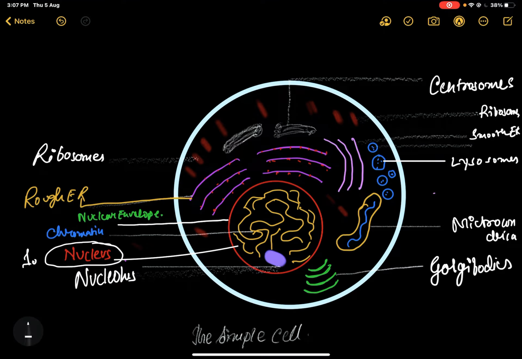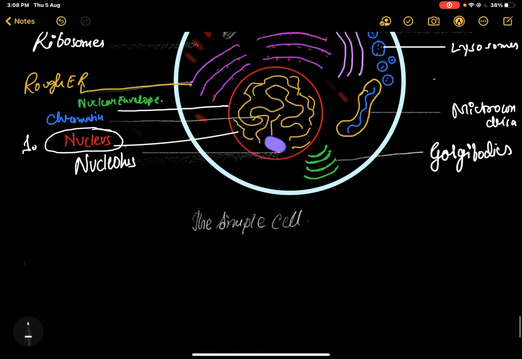Number one, what is the nucleus? The nucleus contains the bodies of genetic material in the form of deoxyribonucleic acid. So, the nucleus contains DNA, and DNA is the genetic material.